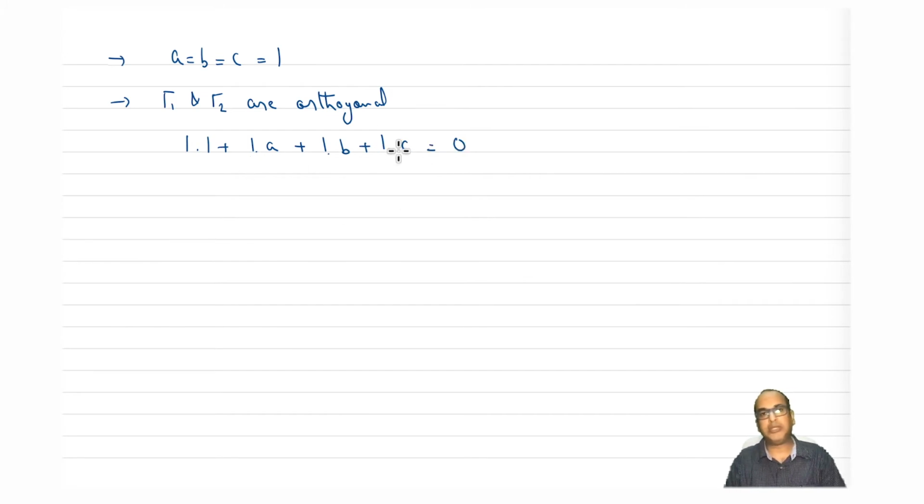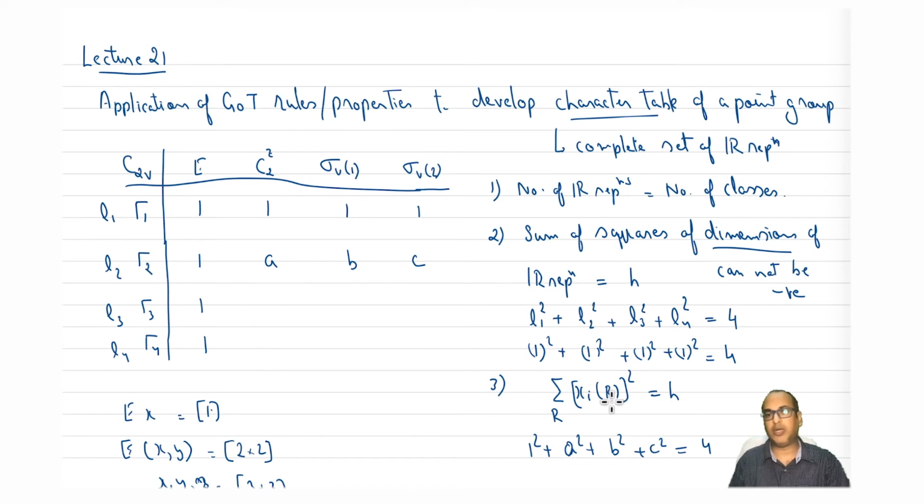Now what are the options to solve this equation? And we know that 1 square plus A square plus B square plus C square also holds. So now we have 3 unknowns and 2 equations. This is the orthogonality condition, and this is the condition where I said that the sum of the squares of characters should be equal to the order of the group.